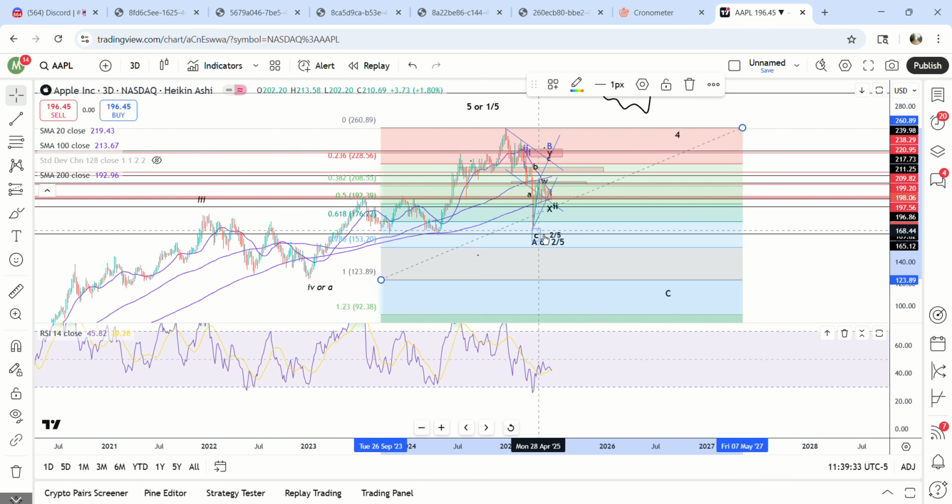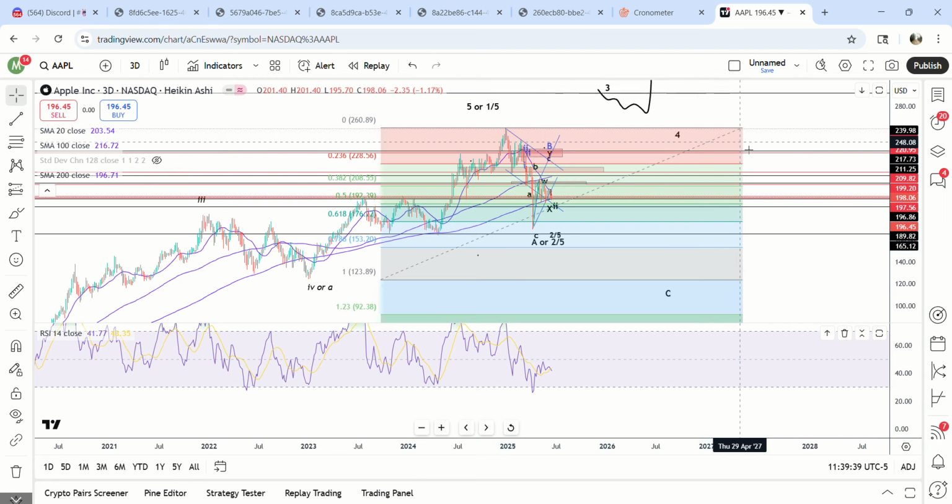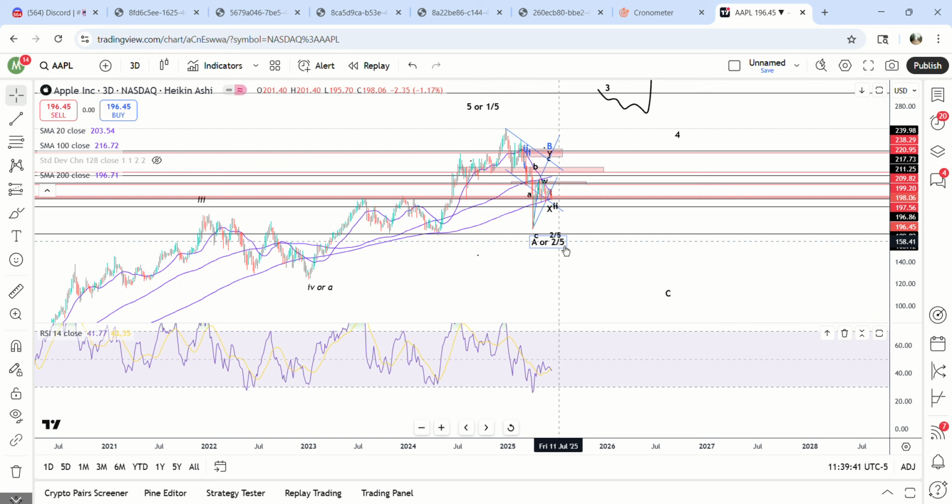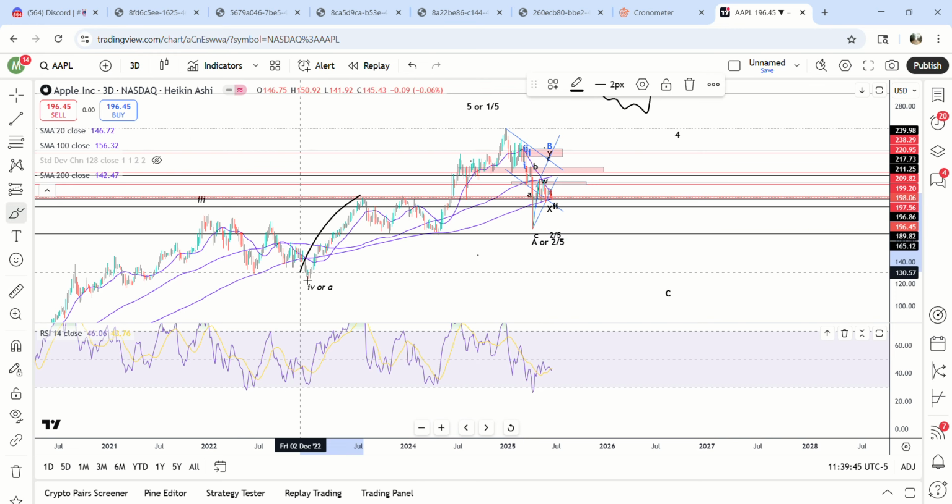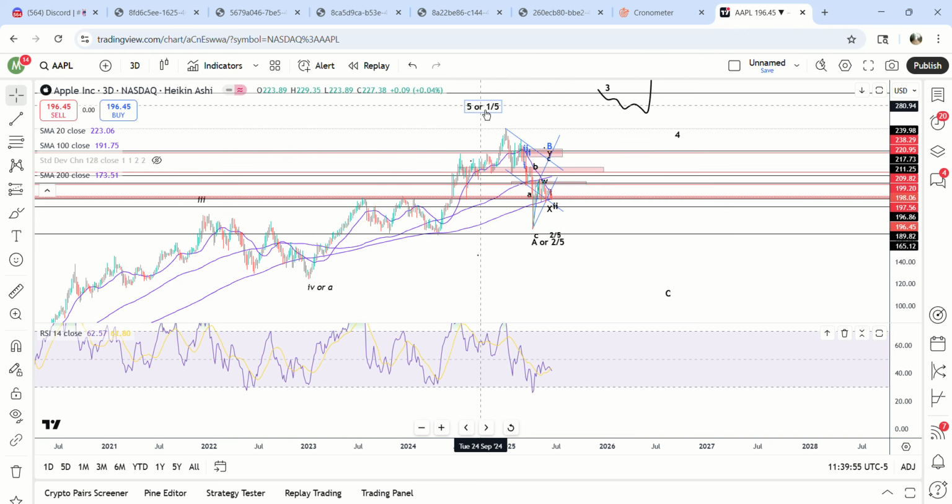It's possible, but I think that it makes more sense as a B wave, just based on the structure of the move from the bottom here. But this right here took about 6 months. This part took about 6 months. This took about 8 months. So it looks to me like an ABC move. So I think that this is probably going to end up being a diagonal.